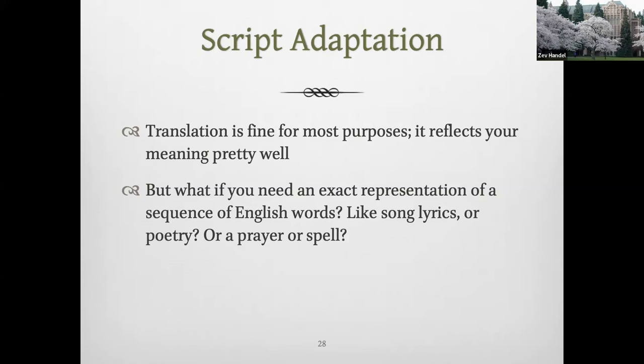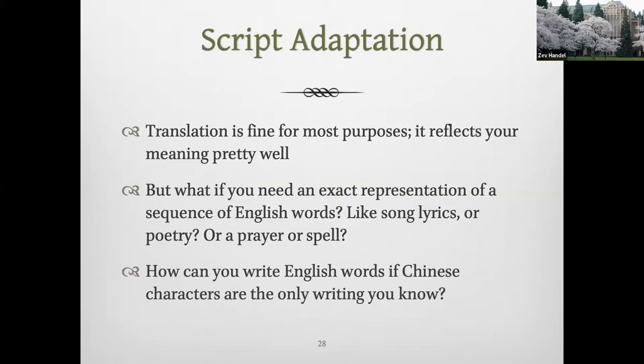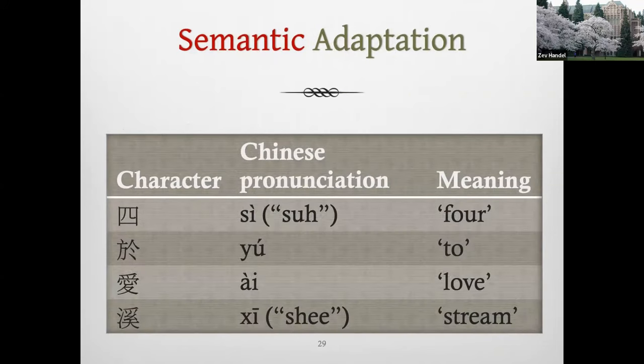You lose the rhythm, you lose the rhyme, you lose the particular oral quality that is associated with the recitation of those words. So there are going to be times when, as an English speaker who reads and writes Chinese, you wish you could write down a sequence of English words. But Chinese is the only writing you know. That's all you've got to work with. Well, it turns out there's a way to do it.